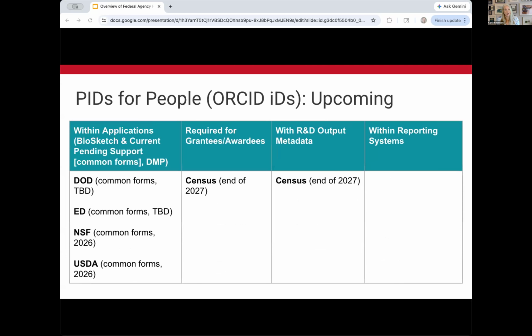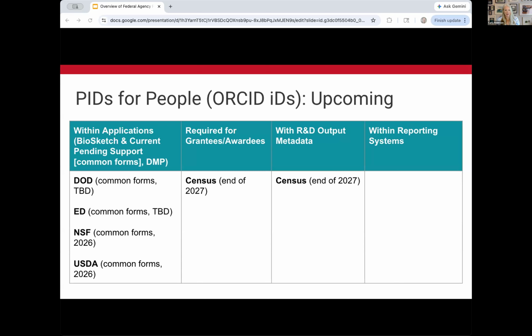In terms of what's coming up, I said we're expecting more related to those common forms. My understanding is there's conversations with DOD and Department of Education where they are considering requiring them in the forms. And we think that's coming up with NSF and USDA this year.